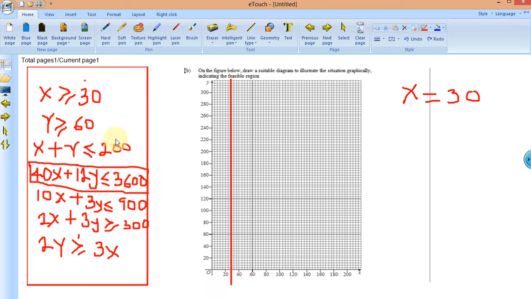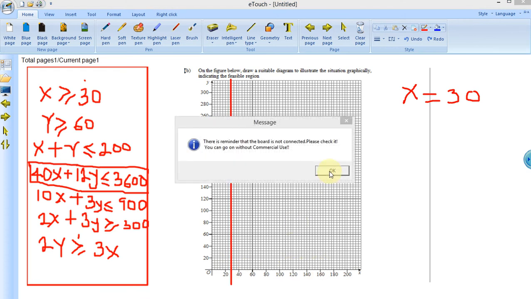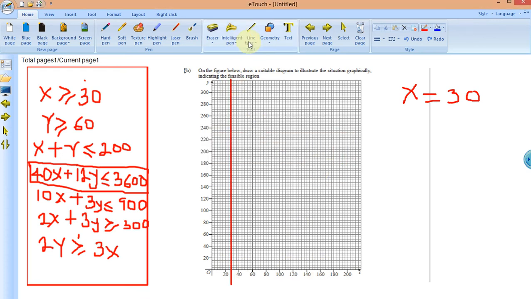Next, this is greater than or equal to, so the part greater than 30, that is 30, 40, 50, 60, 70, is the required region. So you are going to shade the unwanted region. I can shade my unwanted region with any marking; it's just to cancel out this region.